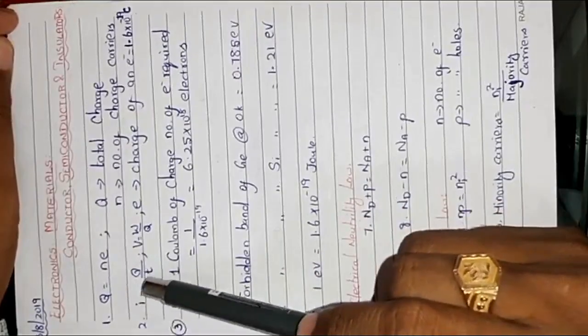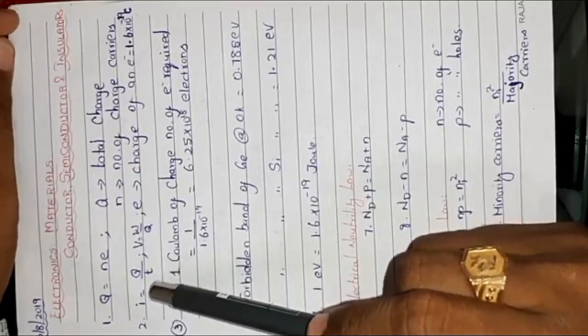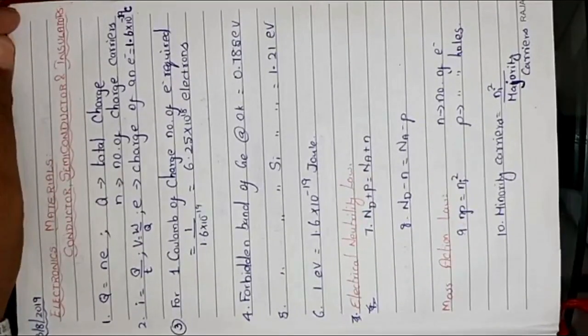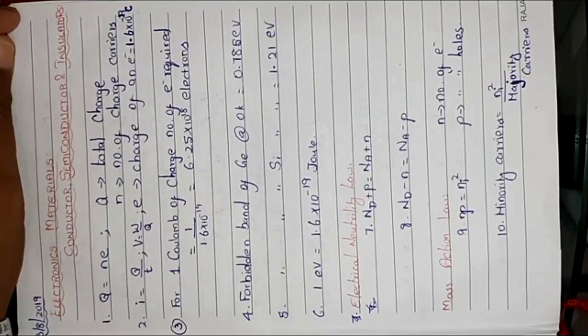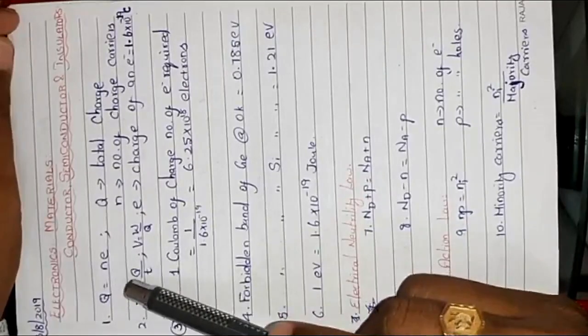Number 2, I is equal to Q by T, where I is current, Q is total charge, and T is the time. We know the definition of current as flow of free electrons, whereas there is another definition too, which is that current is also defined as the rate of change of charge. With that definition this formula comes.